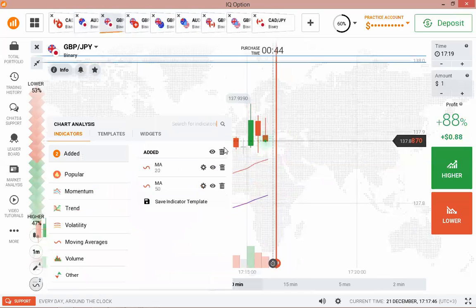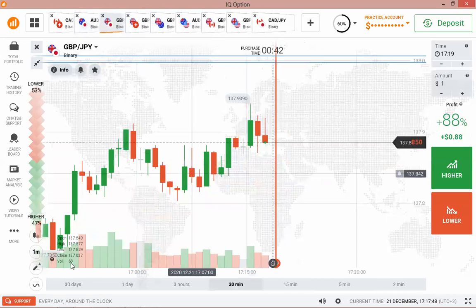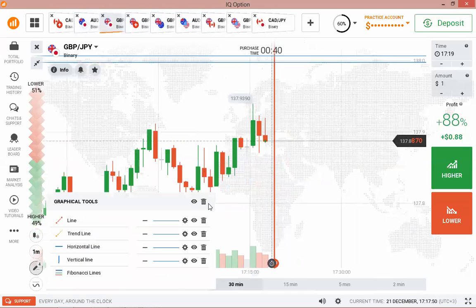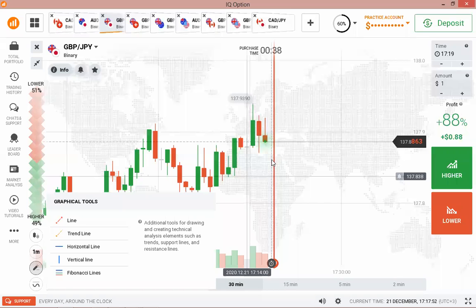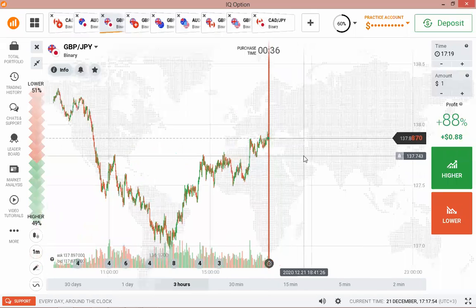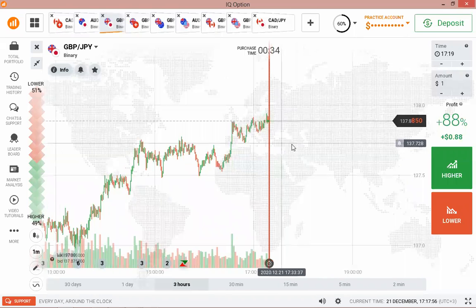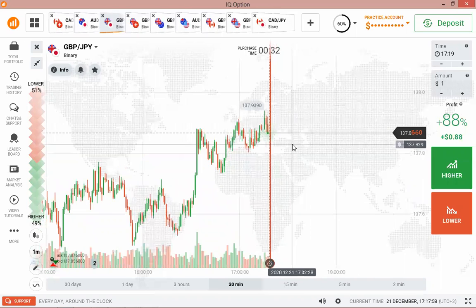So I'm not using indicators today. Next class we're going to use indicators as trading support and resistance, but here now I'm not using indicators. That's why I don't make use of indicators. So now this is GBP JPY. What do you think the market is doing right now?